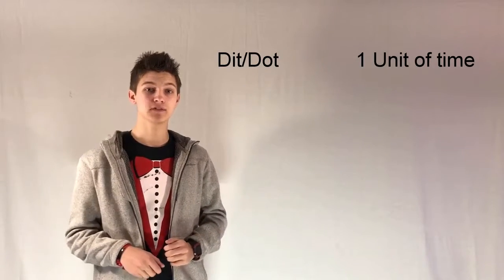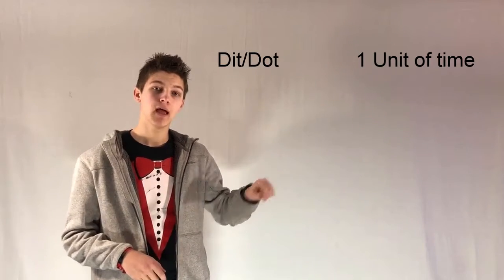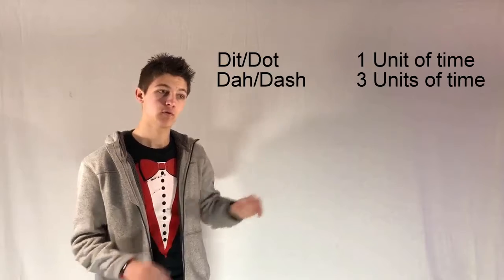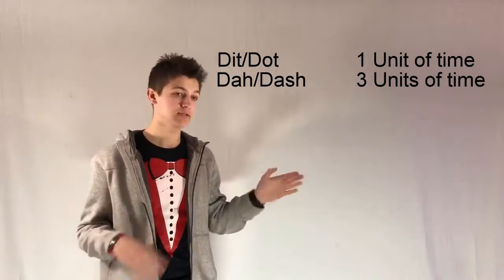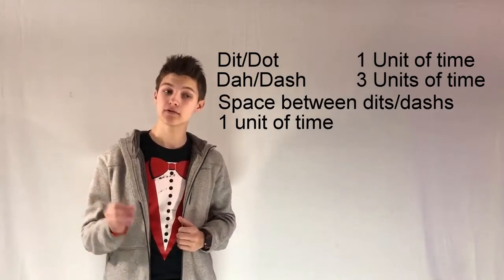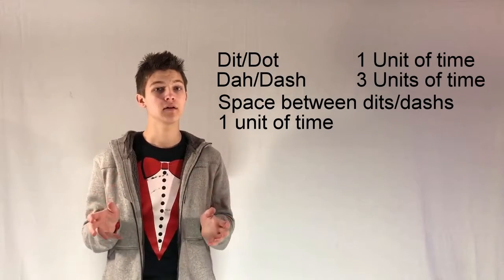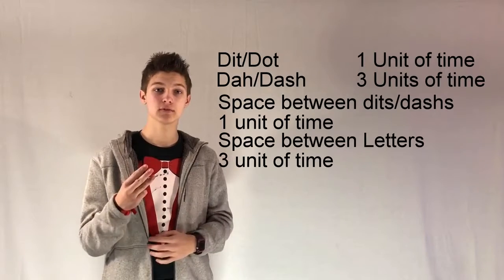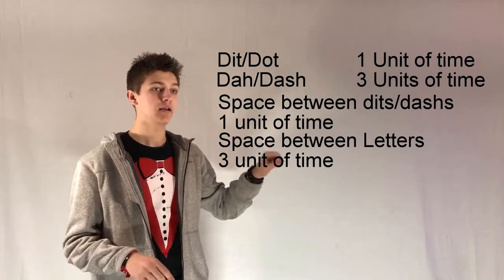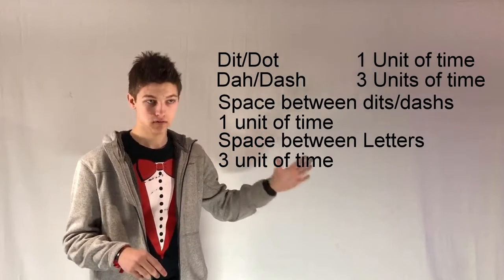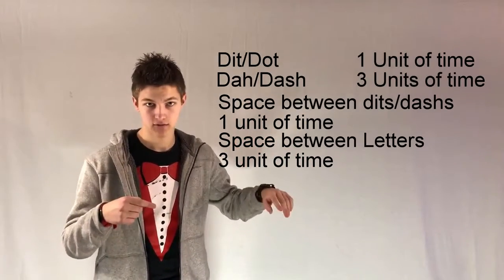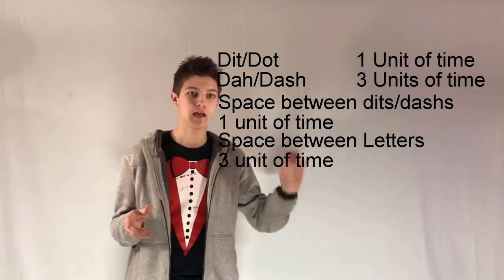So a dit or a dot would be 1 unit of time of pressing down the button. A dash or a dah would be 3 units of time pressing down the button, so they're distinguishable from each other. But the difference between letters, which is a lot bigger than the difference between dits and dots, would be 3 units of time. So it'd be dot, dash, dash. So that's how an AA message would be sent.